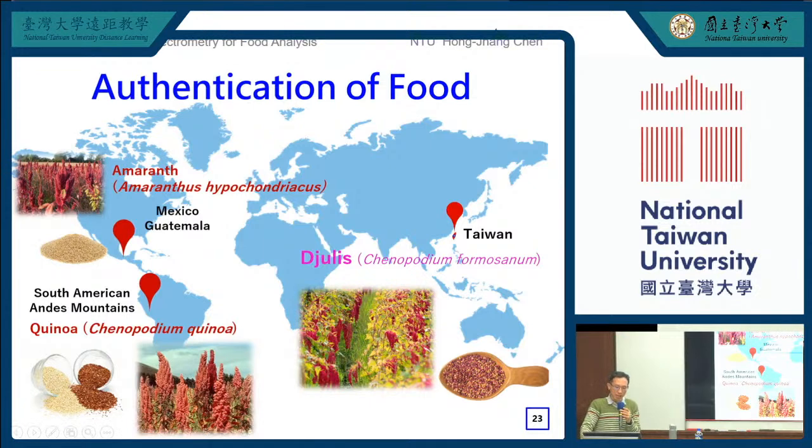But there is a similar agricultural food called quinoa. Quinoa is also a Chenopodium, Chenopodium quinoa, from Mexico. And the appearance of the quinoa is here. Also the red one, right? After refining, we may not be able to identify this one and this one. And another one is amaranth. Of course, it's also a red one. And after refining, we cannot discriminate these three, right? How could we do that?